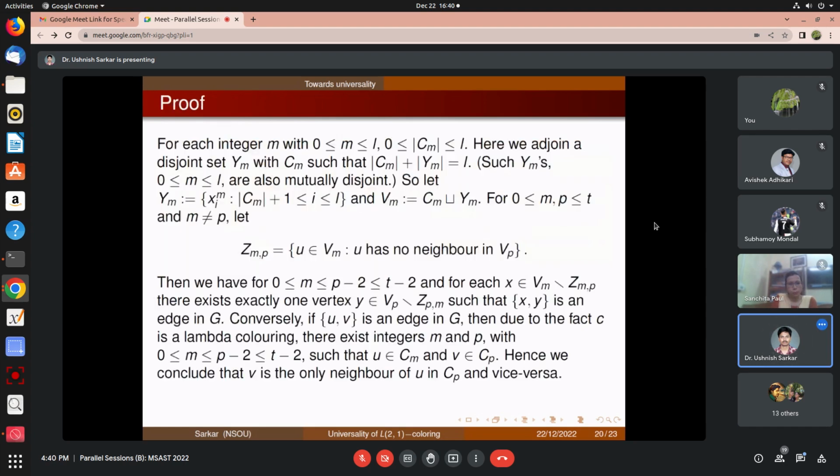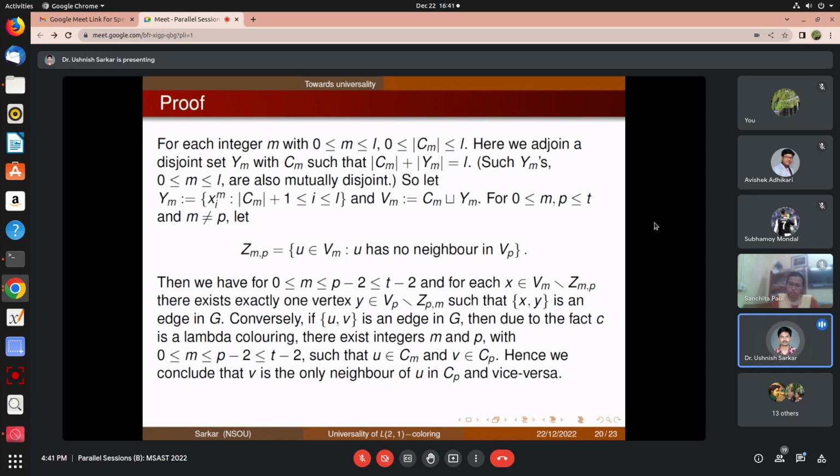And here is the proof. The main technique of this proof is basically this: each C_m is a colored partition, and if L is the maximum cardinality of the colored partitions, then I am plugging in a suitable number of vertices to each C_m, and I name those sets Y_m, such that the size of C_m plus the size of Y_m is equal to L. Obviously, these Y_m and C_m are mutually disjoint.